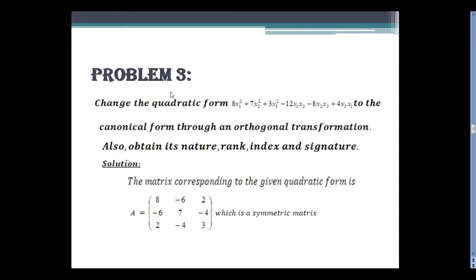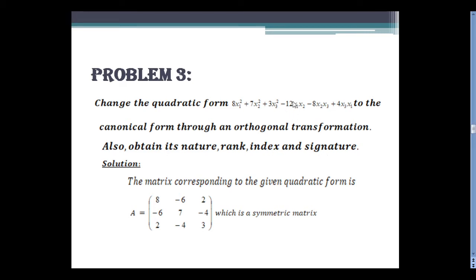So let us see the problem. Change the quadratic form 8x1 square plus 7x2 square plus 3x3 square minus 12x1x2 minus 8x2x3 plus 4x3x1 into canonical form through an orthogonal transformation, and also obtain its nature, rank, index and signature.